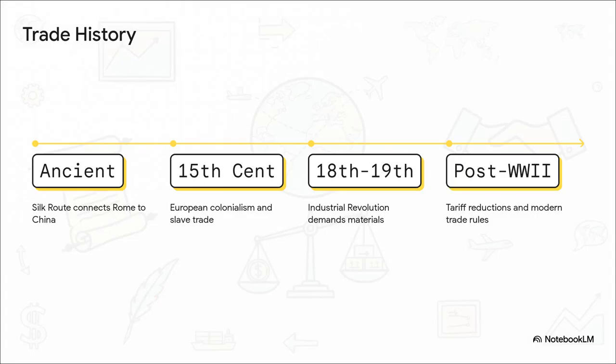And over the centuries, the physical scale of that trade just exploded. In ancient times, it was mostly luxury items traveling along the massive 6,000-kilometer Silk Route. By the 15th century, European colonialism brought highly lucrative but utterly devastating practices, including the profound tragedy of the slave trade. Then, the 18th century Industrial Revolution demanded massive, unprecedented amounts of raw materials. Eventually, post-World War II tariff reductions ushered us right into the incredibly complex modern era of commerce we know today.